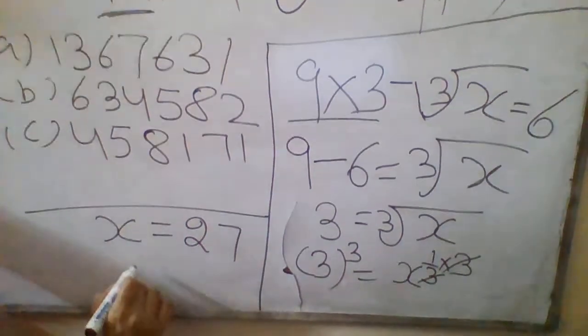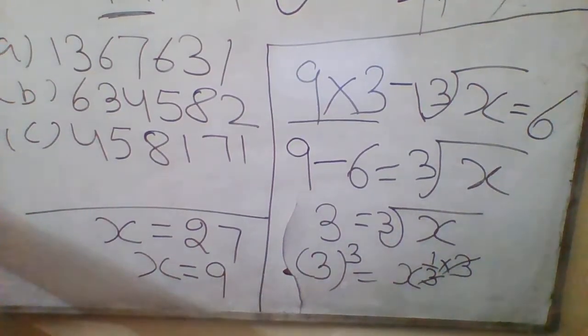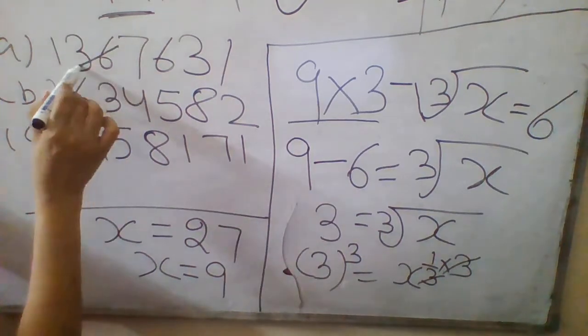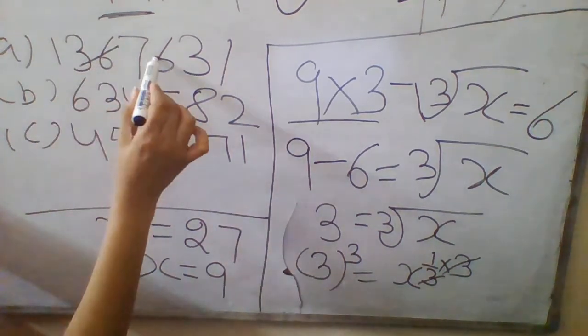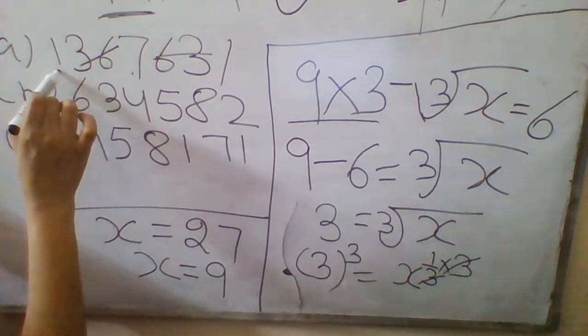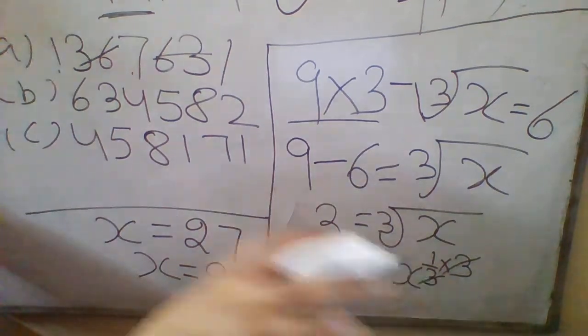So what is the value of x? When you find the DR, what is the value of x? X will be equal to 9. Where will you get 9? 6 plus 3 will be cancelled out. 7 plus 1 is 8. 8 plus 1 is equal to 9. Now I am going to rub it.